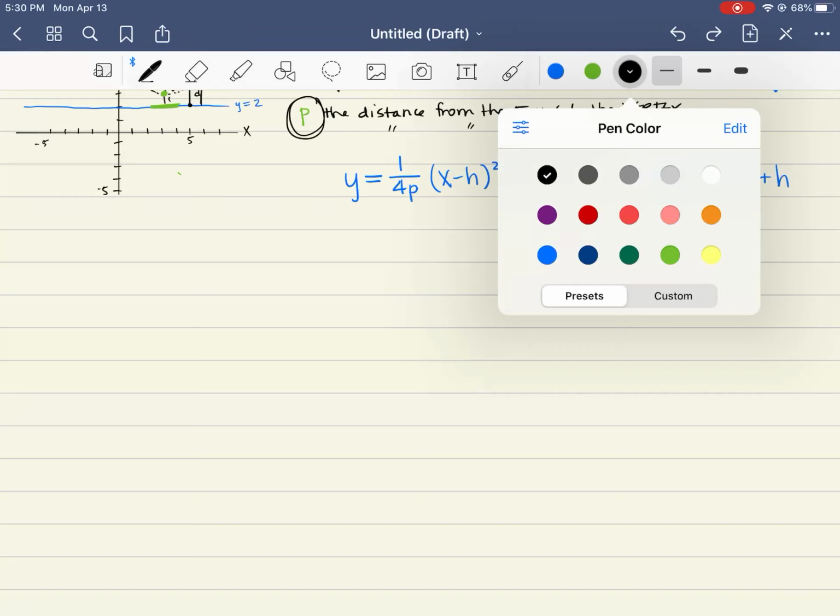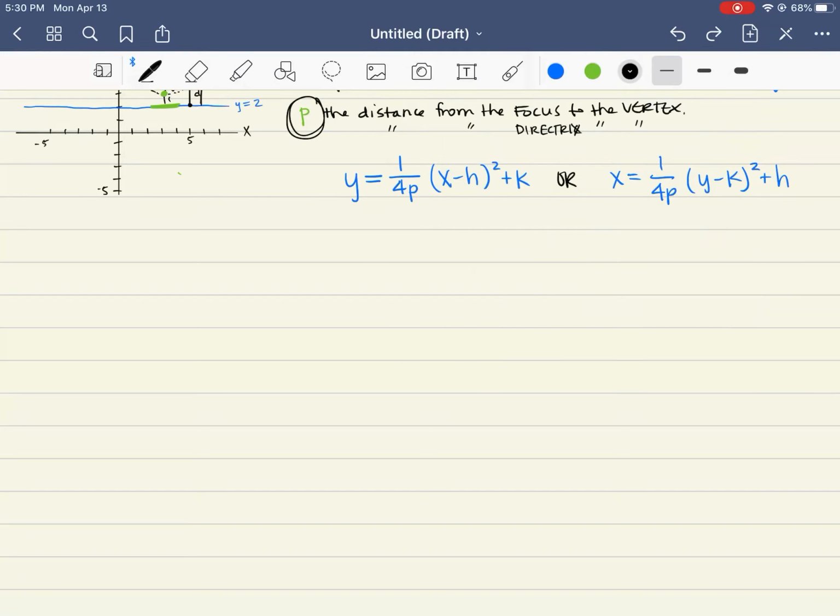The first one, let's look at if our vertex was at 3, 4. So let's try and build this equation. Okay, example. Let's say the vertex is at 3, 4, okay, and the focus is at 3, 2. Write the equation.